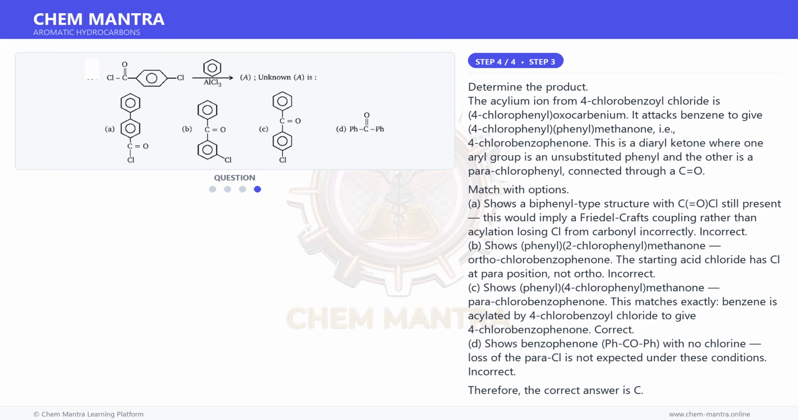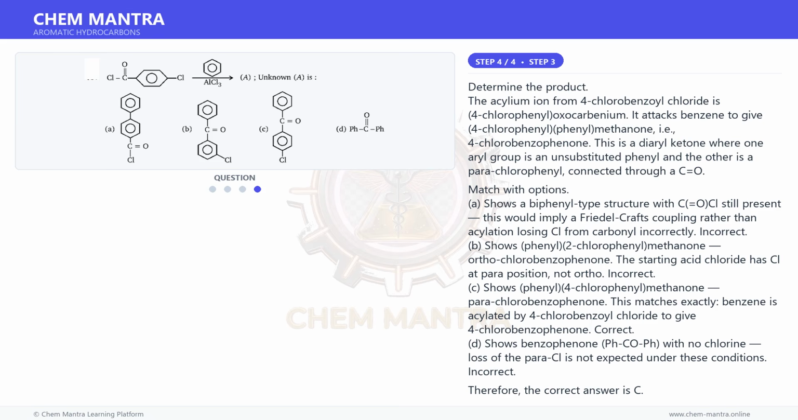A shows a biphenyl type structure with C=O, Cl still present. This would imply a Friedel-Crafts coupling rather than acylation, losing Cl from carbonyl incorrectly. Incorrect. B shows phenyl to chlorophenyl, methanone, ortho-chlorobenzophenone. The starting acid chloride has Cl at para position, not ortho.